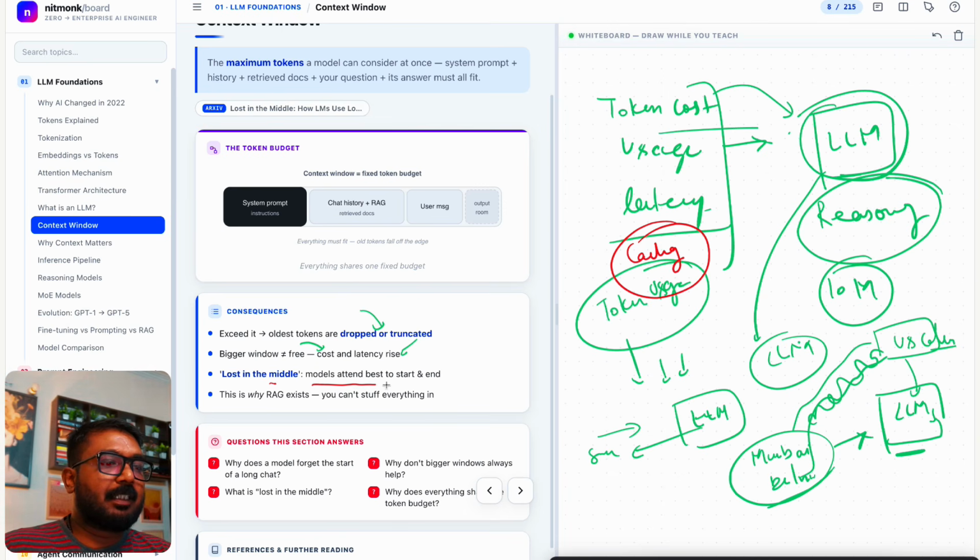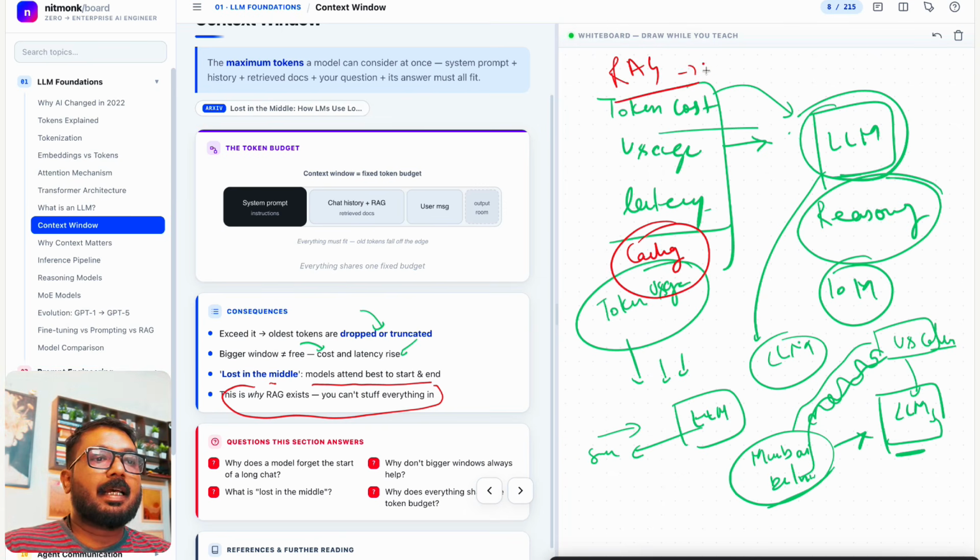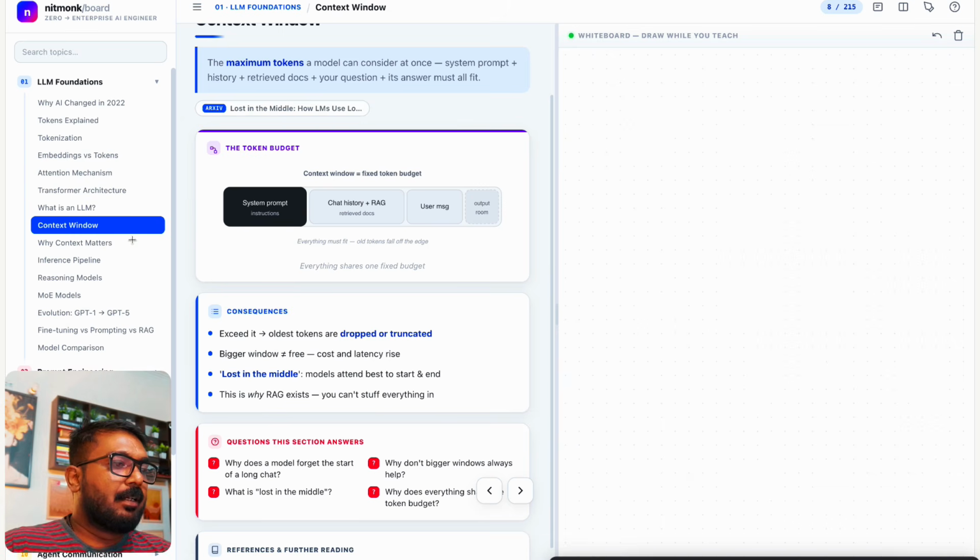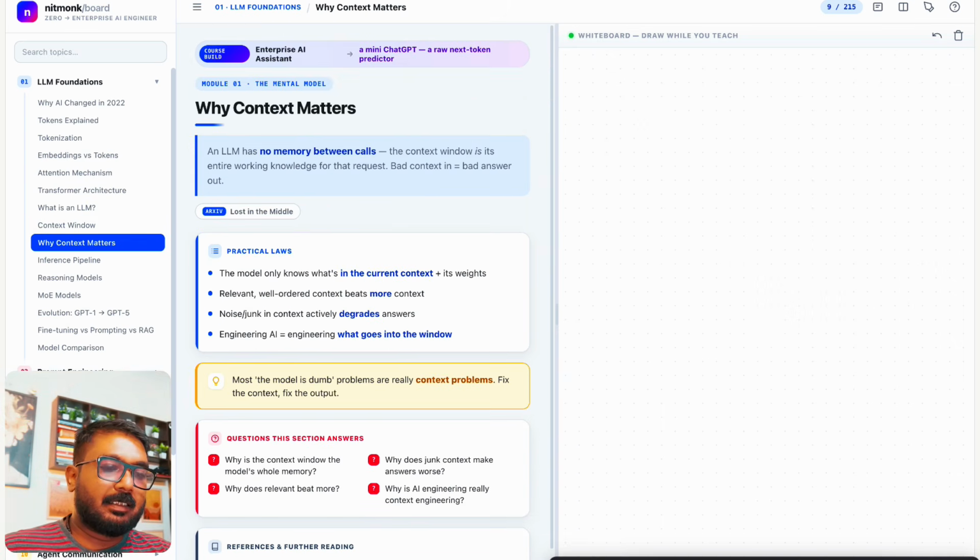So, lost in the middle: models are trained best on the start and end. This is why RAG exists, and we'll talk about RAG in detail because we have a complete chapter over here. In RAG, we'll discuss retrieval augmented generation, what exactly it means and how things happen there. Correct. Now, I think I have already told you why context matters in this context window one. The LLM has no memory between calls, right? The context window is its entire working knowledge for the request. Bad context equals bad answer. That is exactly what I told you.